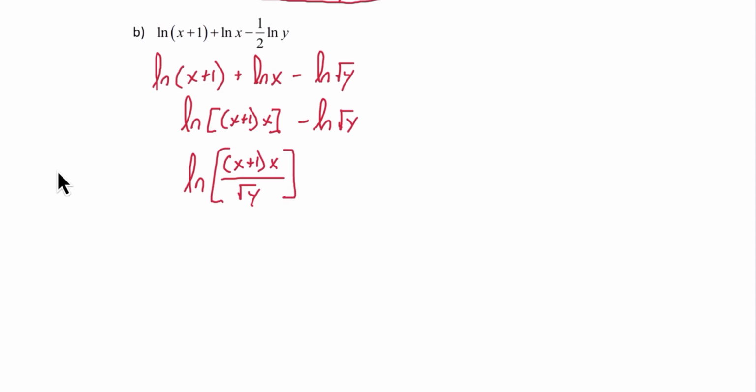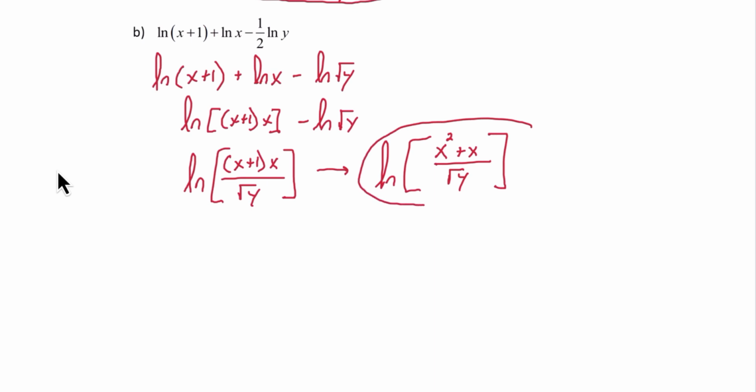If we wanted to simplify a little more, we could clean up the numerator a little bit, distribute that x, we get x squared plus x all over square root of y. And now we've fully condensed into a single logarithm.